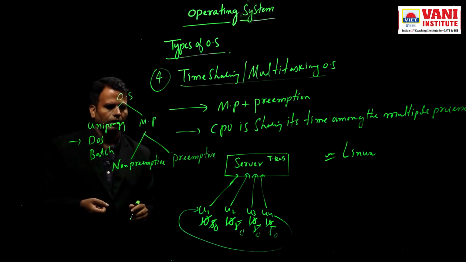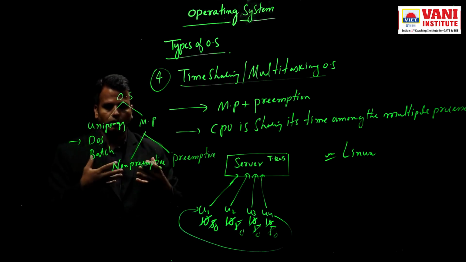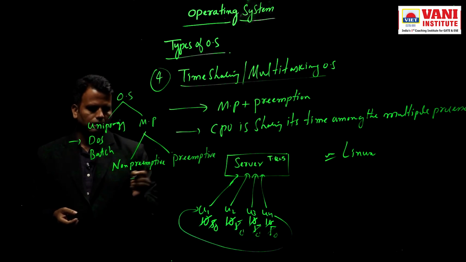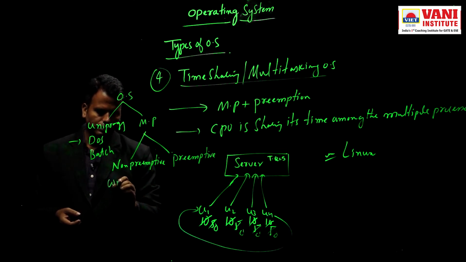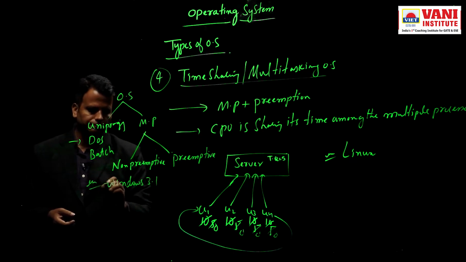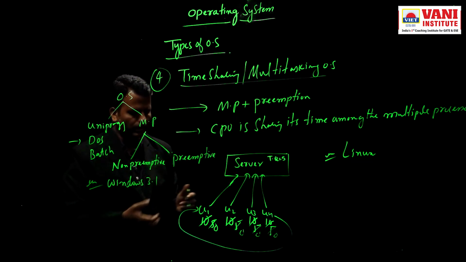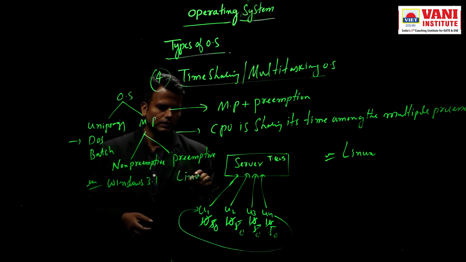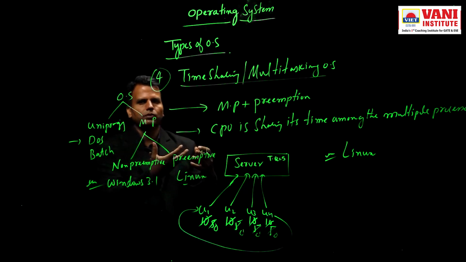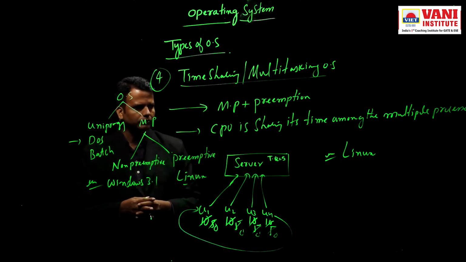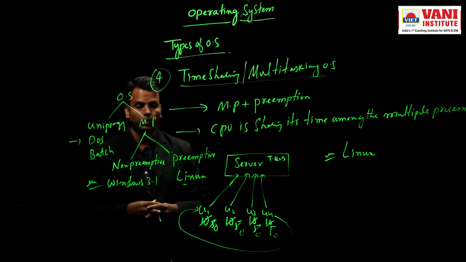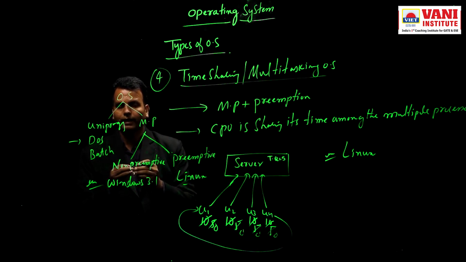Non-preemptive means the process on its own releases the CPU in this context. An example of this one is Windows 3.1. Preemptive means what we are using nowadays, that is Linux. So these are the four types of operating system we have discussed. What have you learned with these four types of operating system? What is the main concentrating point?